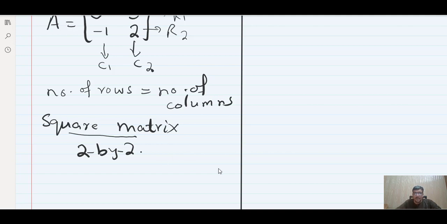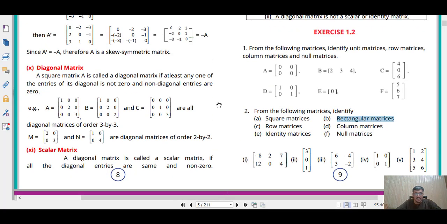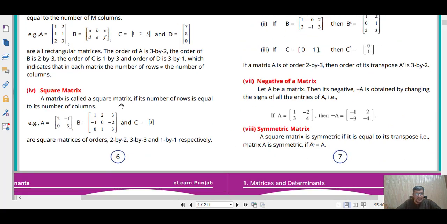Now let's see what the book says about this property. Square matrix. It is written here, a matrix is called square matrix if its number of rows is equal to its number of columns, as I said in the example, that A is equal to 2, -1, 0, 3. Two rows are there, two columns are there, so it is a 2 by 2 matrix. It is known as square matrix. One more example in which three rows are given and three columns are given. It is 3 by 3, the order of this matrix. It is also your square matrix.